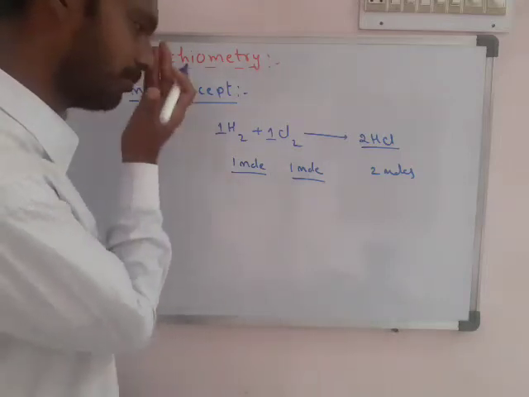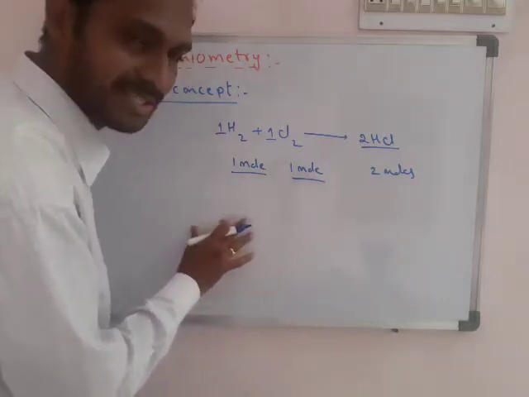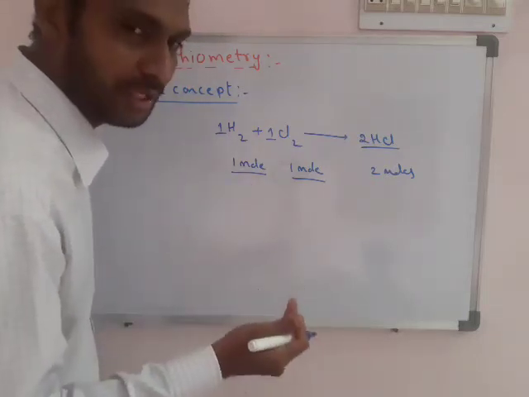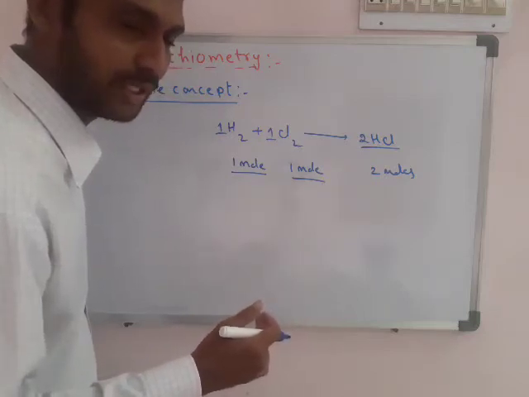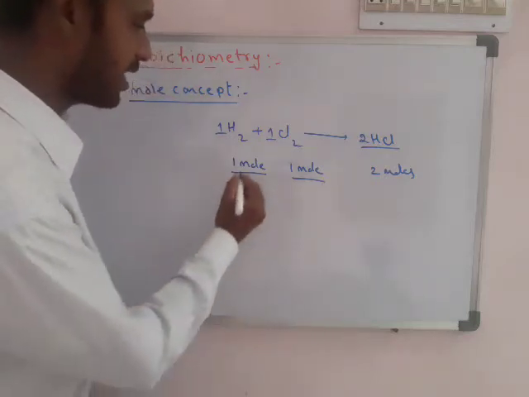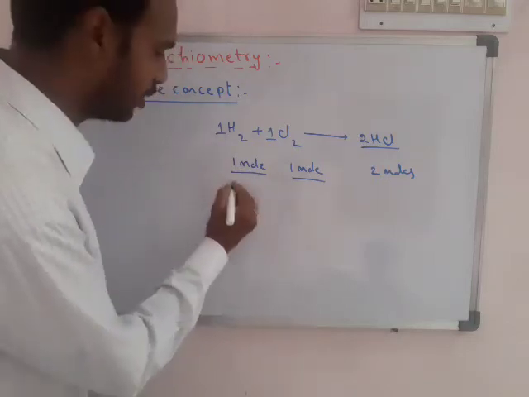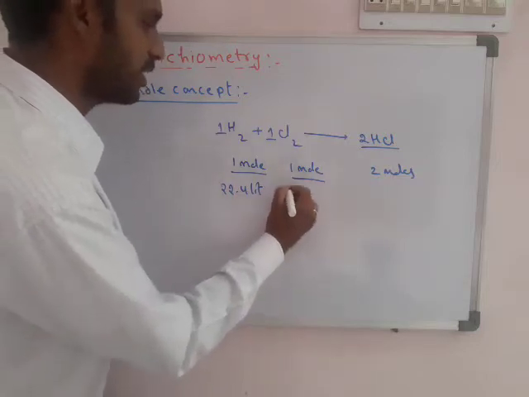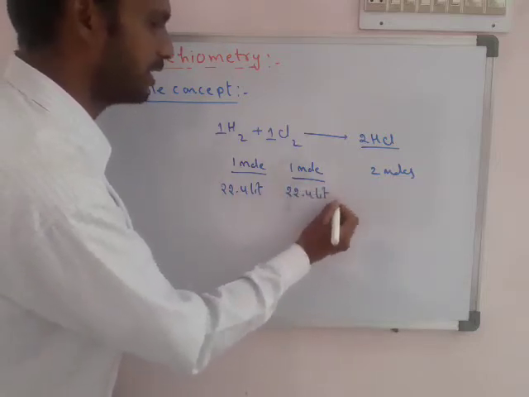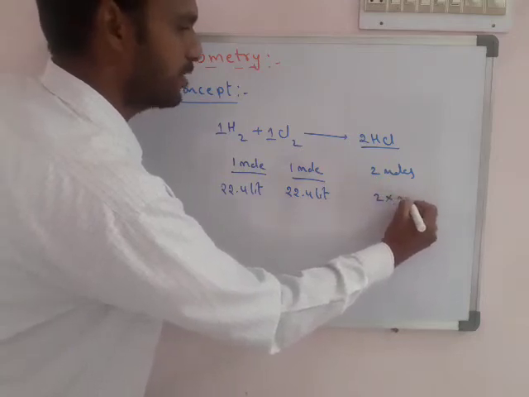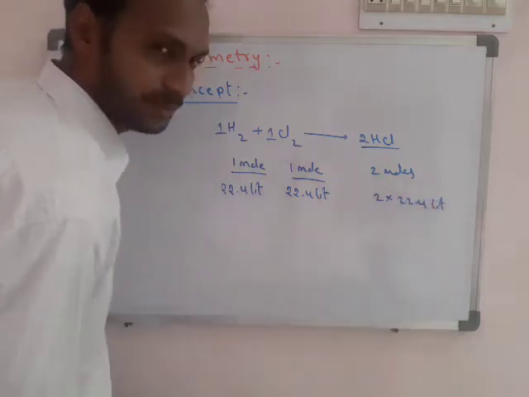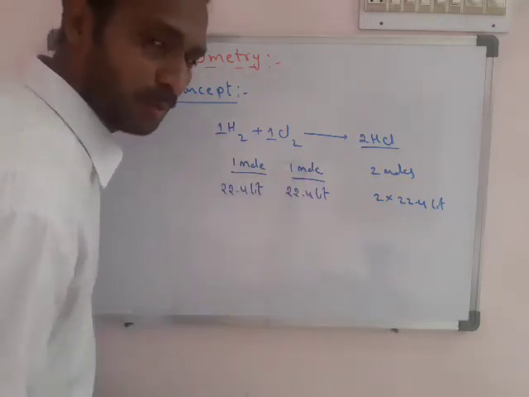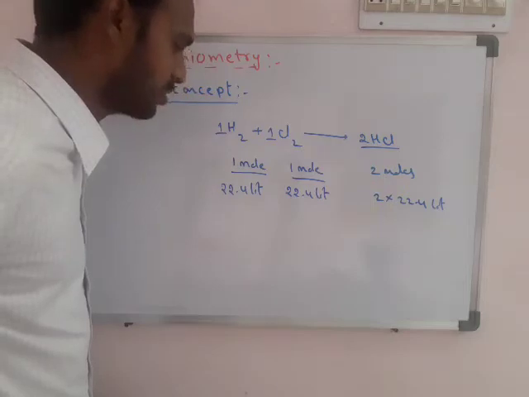Next, not only the mole concept and comparing simple moles, sometimes it is given in terms of volumes, in terms of mass, or in terms of numbers. For example, if it is given in terms of volumes, we know that 1 mole means 22.4 liters. So it forms 22.4 liters. Then 2 moles means 2 into 22.4 liters. Here we can compare the moles or values, based on the problem.